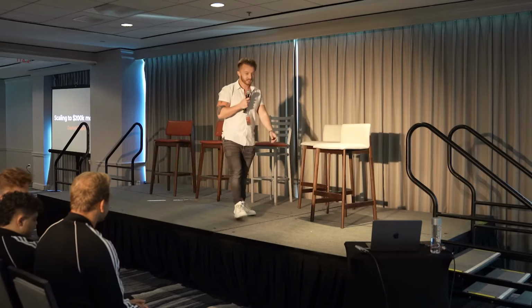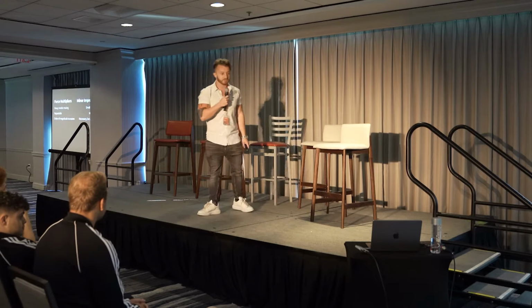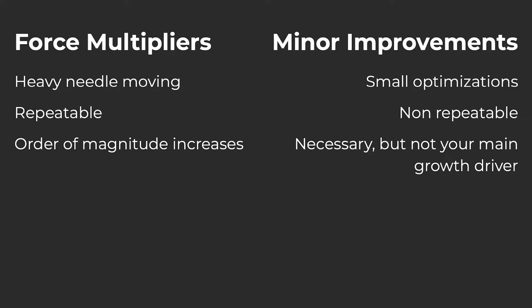Alright, and the topic of it, I just want to generally name it Scaling 200K a month. And the way I want to do that is by distinguishing two different things for you guys. Force multipliers versus minor improvements. A force multiplier is an actual heavy needle moving task. It's repeatable and it results in order of magnitude increases. And you have to compare that to minor improvements. It's just a small optimization, it's not repeatable. You do them, but it doesn't actually grow the business.